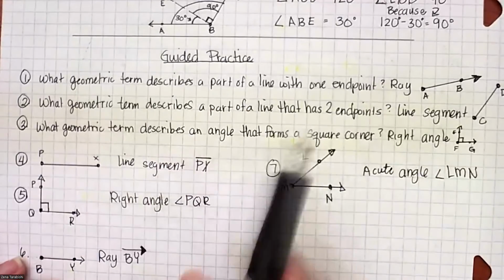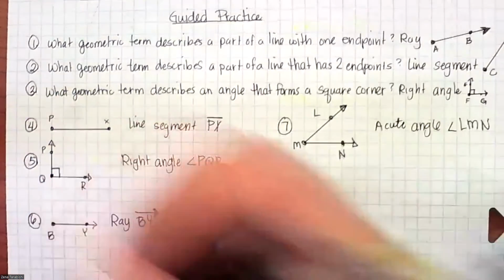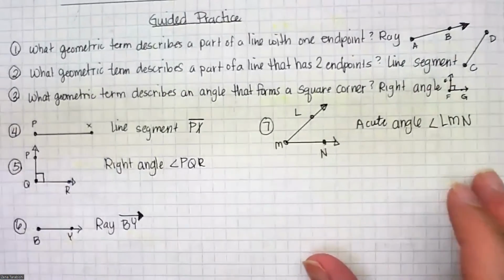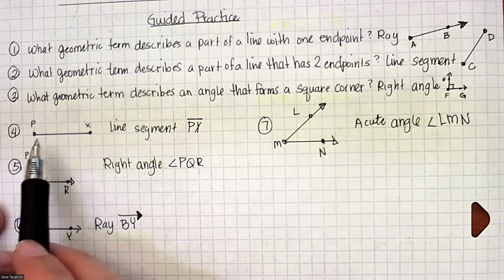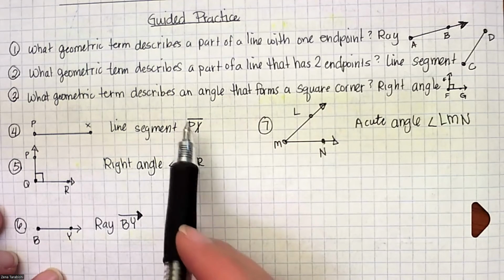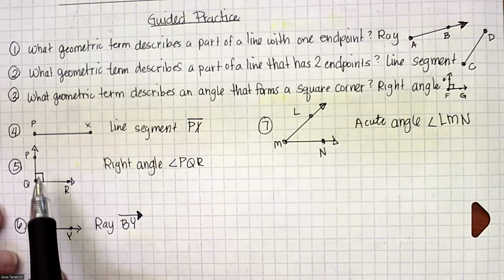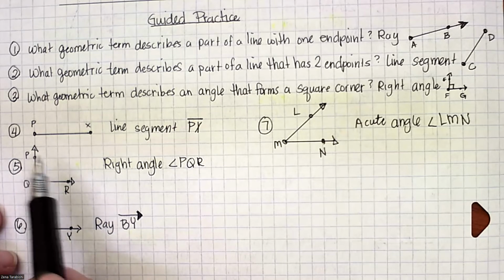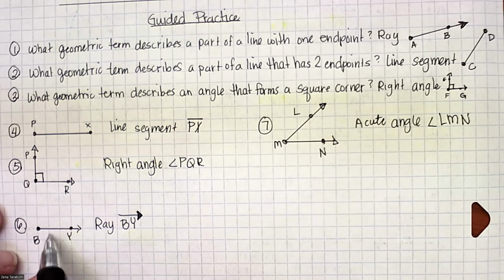Number four, they gave us examples for 4 through 7, and they wanted us to name the geometric term and to write it out and to label it. So this over here has two endpoints. We know this is a line segment. This is line segment PX. So you see how it's just that little line with no arrowheads. Number 5, you can see that here they drew the little square corner. So we know this is a right angle, and this is angle PQR. For number 6, we see one endpoint and the other side that goes on forever. So this is a ray. We call this ray BY.